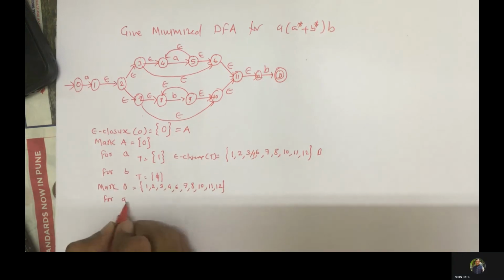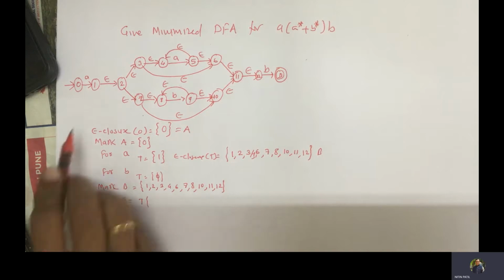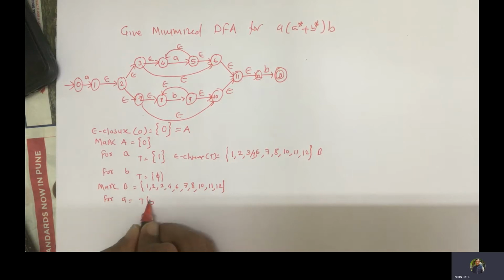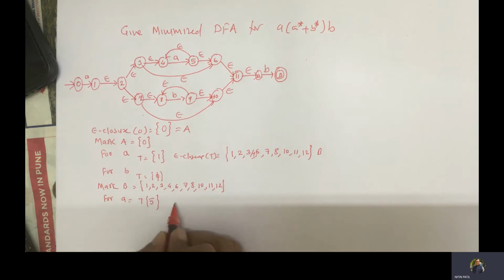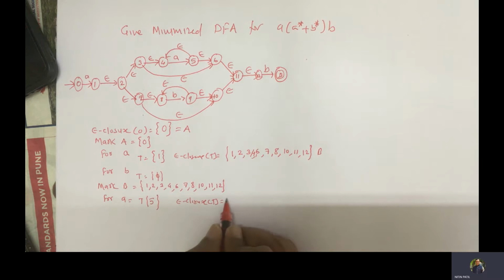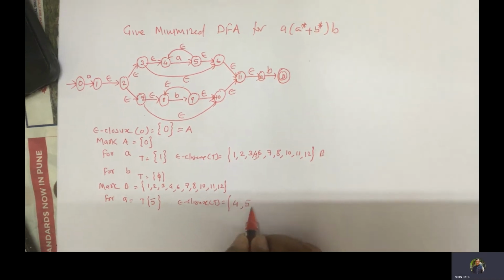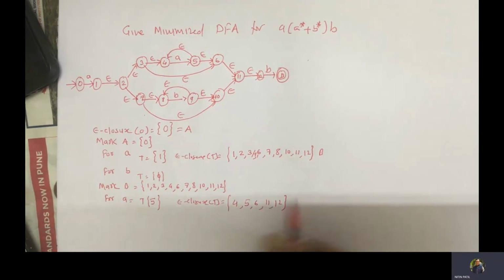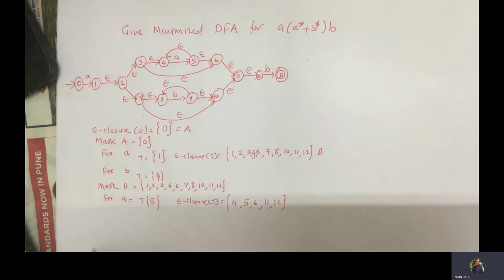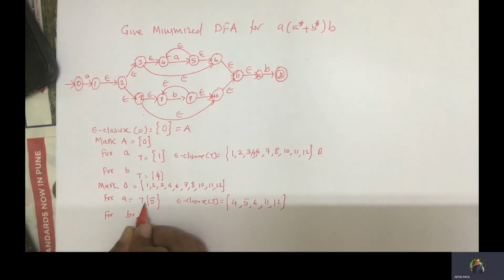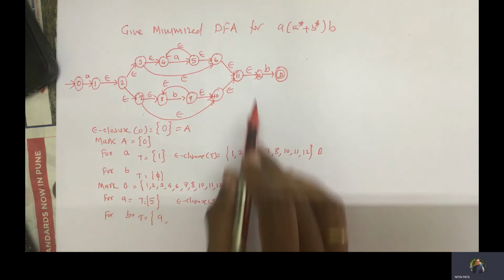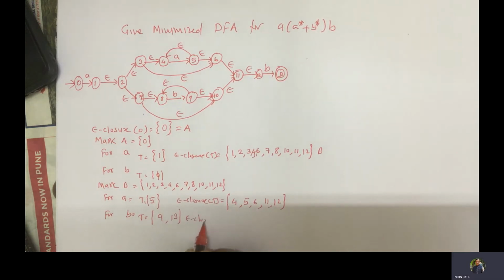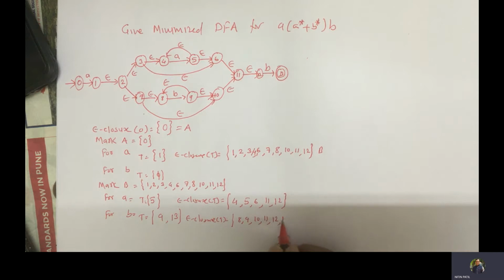For A, calculate T. We can see 1 is there, 2 is there, 4 is there, so we can include 5. There is nothing other than this. So the epsilon closure of 5 is 4, 5, 6, 11, 12. For B, T equal to, we have 8, that's why 9, and we have 12, correct, so that's why 13. So the epsilon closure of T is 8, 9, 10, 11, 12 and 13. So this is C, this is D.